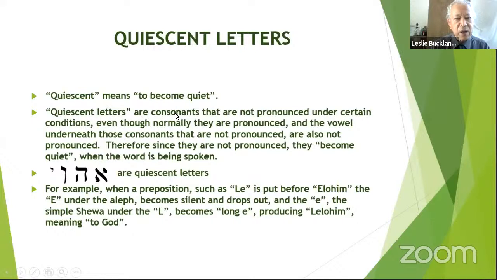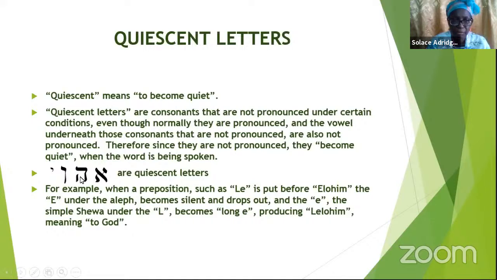So quiescent letters are consonants that are not pronounced under certain conditions, even though normally they are pronounced. And the vowel underneath those consonants that are not pronounced are also not pronounced. Therefore, since they're not pronounced, they, quote, become quiet when the word is being spoken. Now, there are 4 quiescent letters in the Hebrew language: Aleph, He, Waw, Yod.